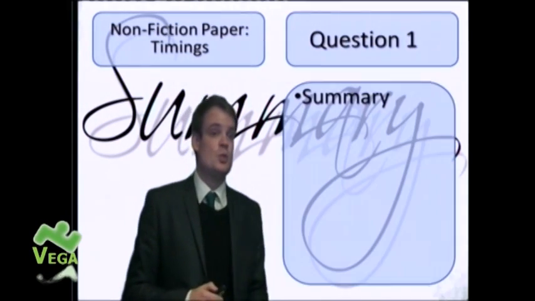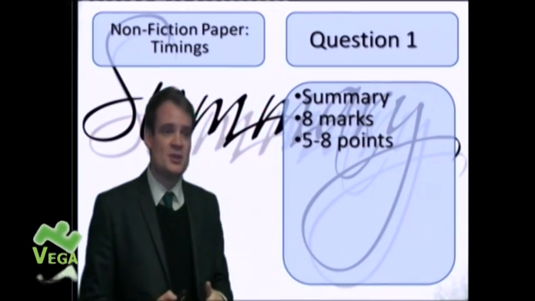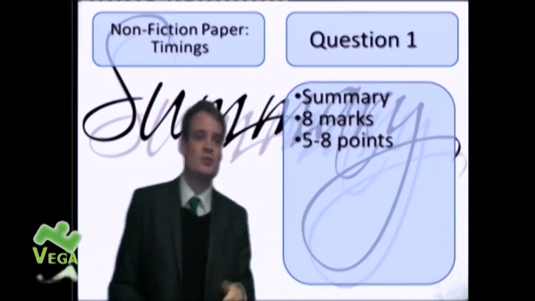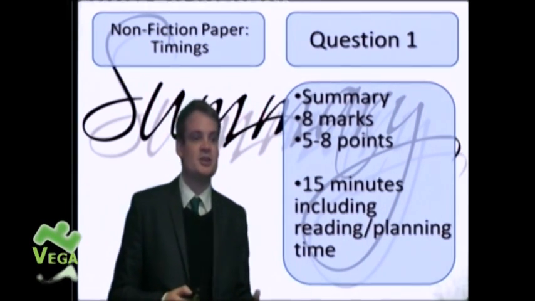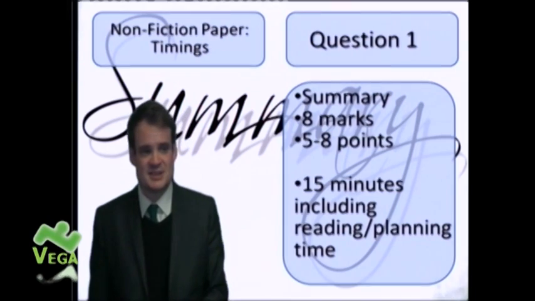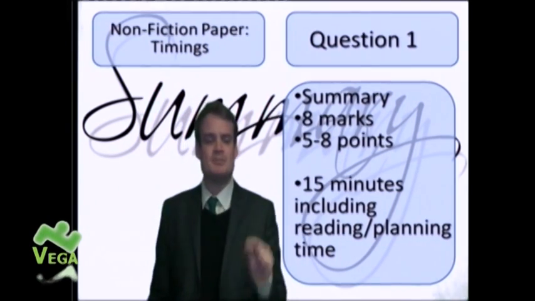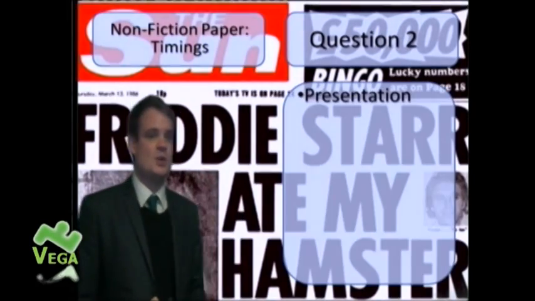Then you're going to move to question 1, the summary question. It's worth 8 marks. You're going to make 5 to 8 points in summary. Have a look at my video on how to summarise to explain how to do that. You're going to spend 15 minutes on this question. That includes your reading and your planning time, no more. At the end of that 15 minutes, 45 minutes into the exam, you're going to move on, even if you're in the middle of a sentence, because after 45 minutes of the exam, you're going to be starting question 2.